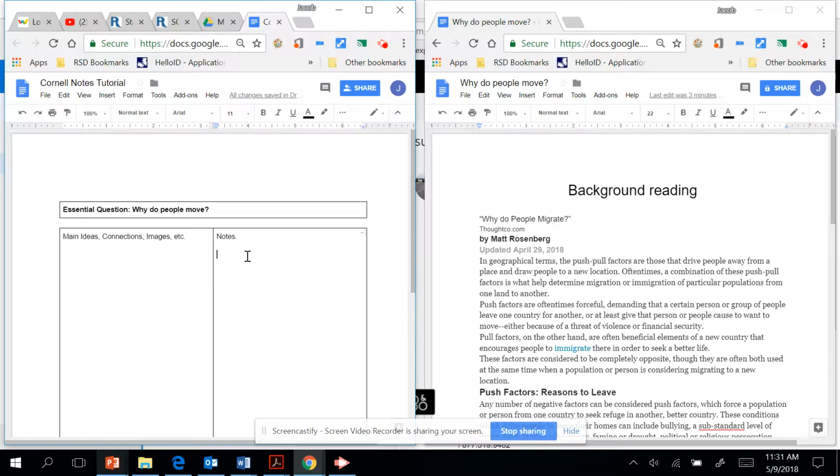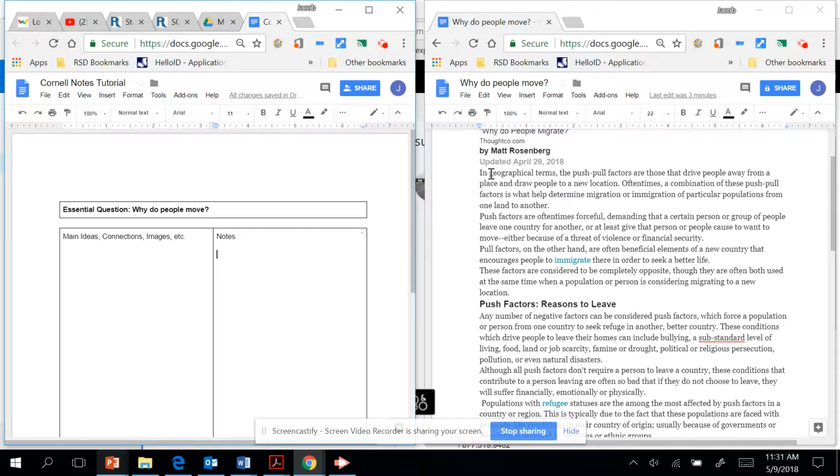The first thing you do is you're only going to worry about what's on the right-hand side with your notes. We'll do that part first. Starting with the reading, we'll go through it. Okay, so push and pull factors determine migration or immigration. I'm going to write that down. I'm not sure what that is yet. Push and pull factors determine immigration or migration.